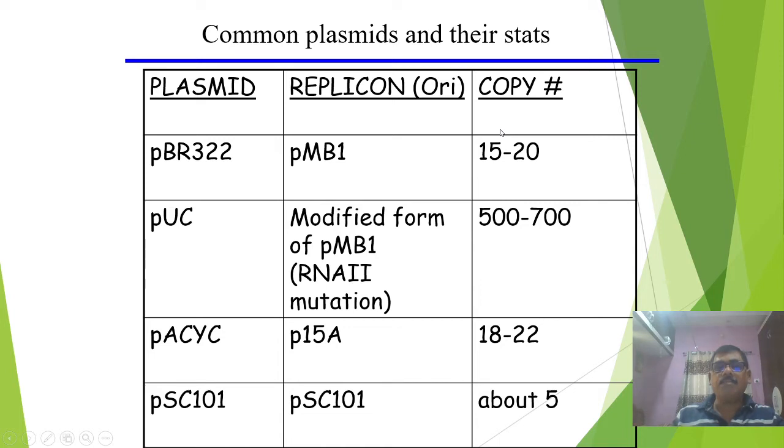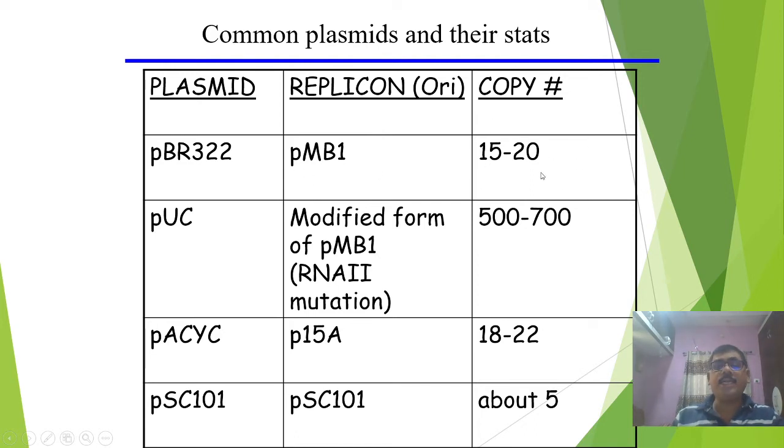Then cloning plasmids and their stats. The plasmid commonly called pBR322 is a synthetically formed plasmid, and it has the origin of replication derived from pMB1, and its copy number is 15 to 20.